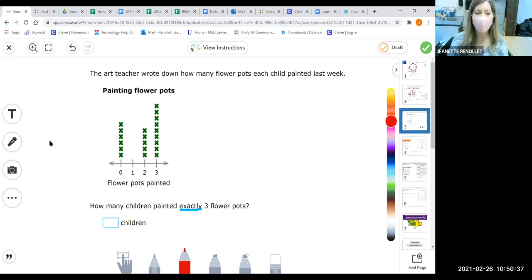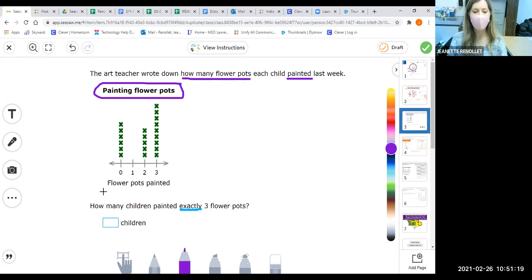All right, I'm going to be calling on some students to help me analyze this data. Be ready in case I call your name. Be ready to share out. Here we go. The art teacher wrote down how many flower pots each child planted last week. So our data is all about how many flower pots were painted. I notice our title is also about that topic, painting flower pots.